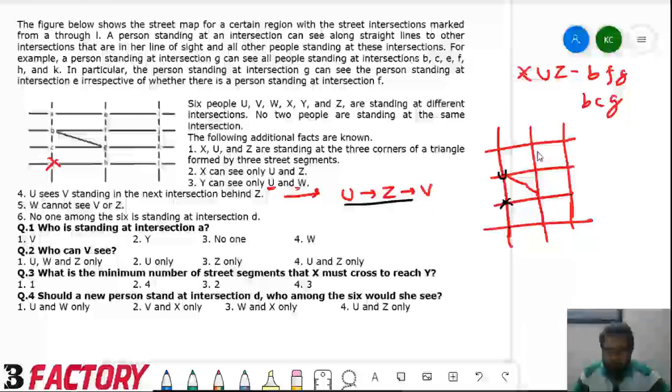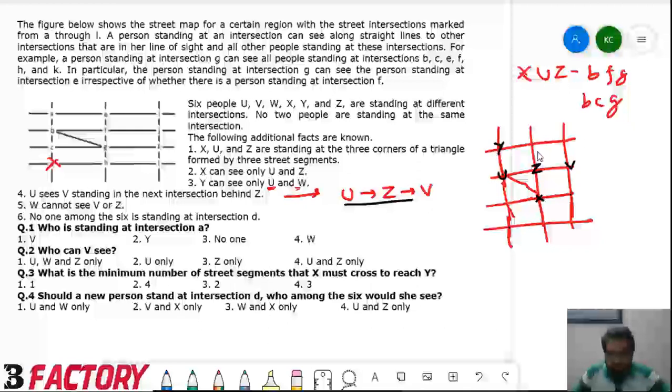If I write U here, we need U, Z, V. U, Z, V is here. This is the only way we can have it, because D is empty. In this case, this is X. Now our Y, wait a second, I'll just erase this part. So our Y cannot be here. Our Y can be here. If our Y is here, Y can see U and W.